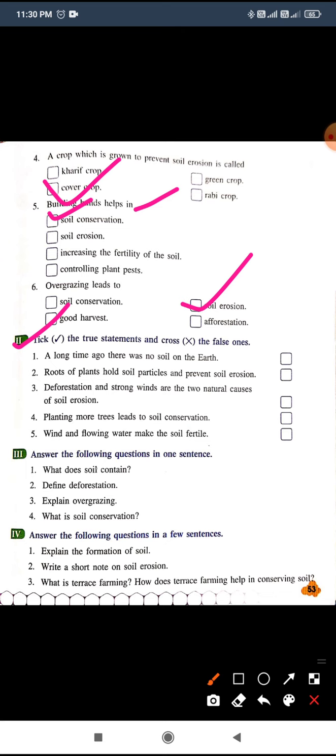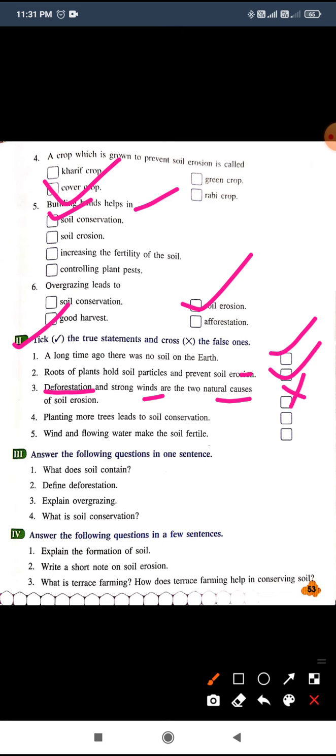Now the next, second section question is: tick the true statement and cross the false one. So see one by one. A long time ago there was no soil on earth. Yes, there were only stones and rocks. The next question is: roots of plants hold soil particles and prevent soil erosion. Yes. Deforestation and strong winds are the two natural causes of soil erosion. No. Why no? Because deforestation is not a natural cause. Wind is a natural cause, rain is a natural cause, but deforestation is not a natural cause. This is done by man.